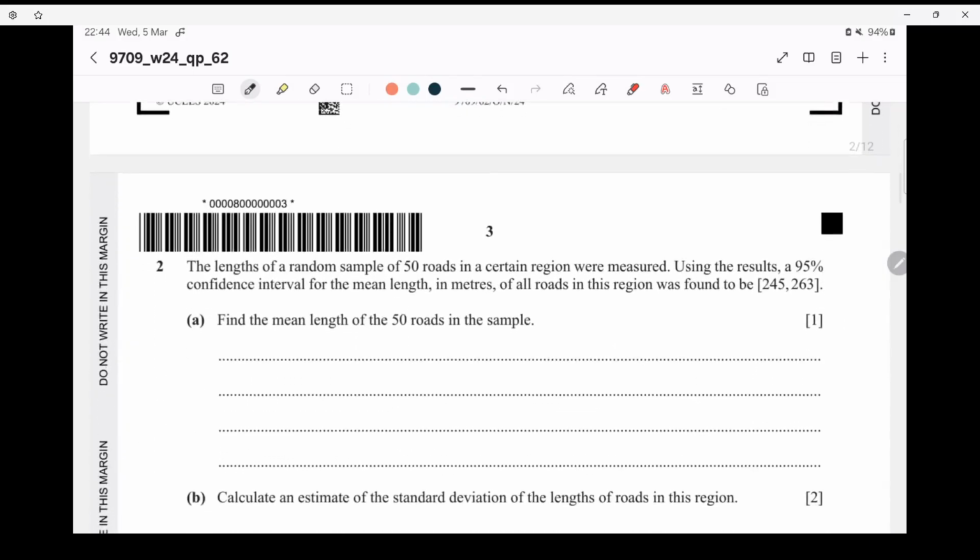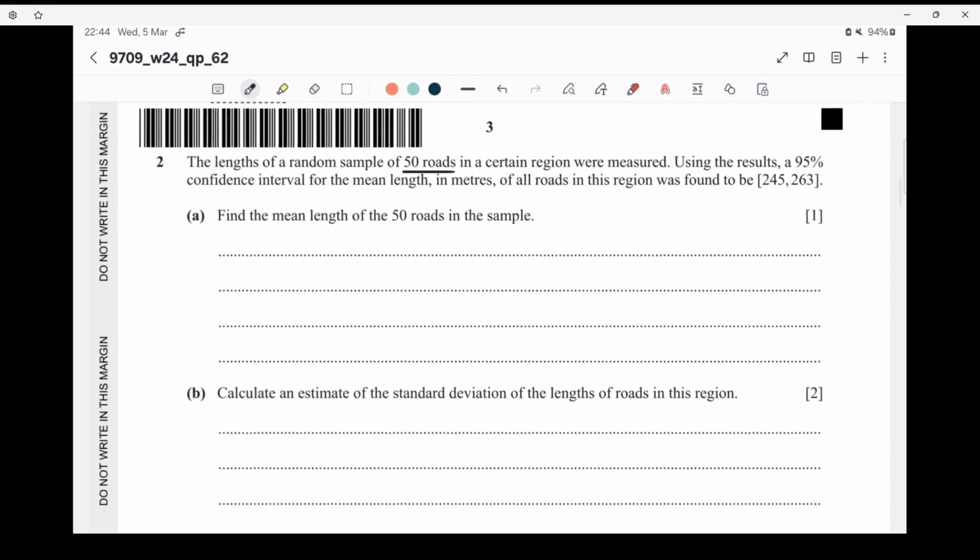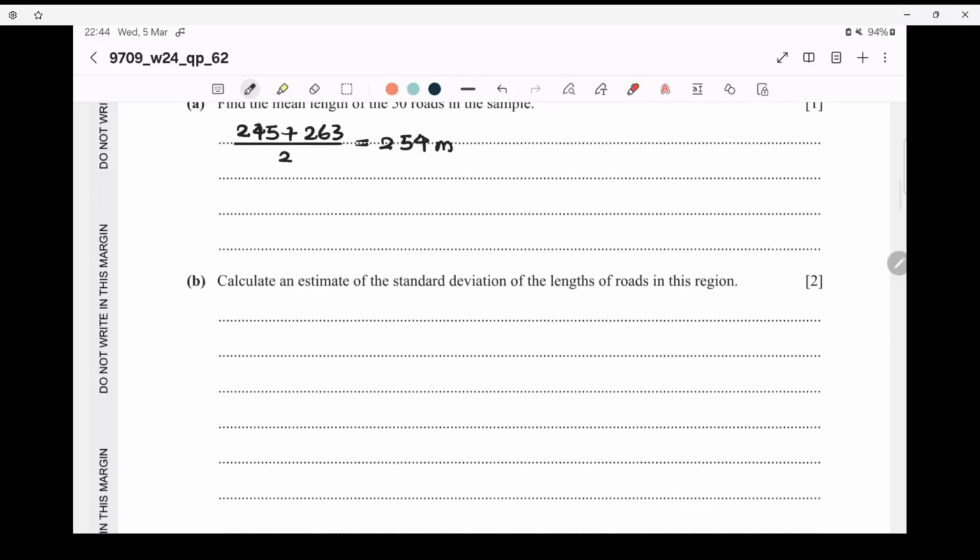Question 2, random sample of 50. And then you have a 95% confidence interval. So you need to find the mean length. So what you can do is take 245, 263 divided by 2. Should get 254 meters. That will be your answer.